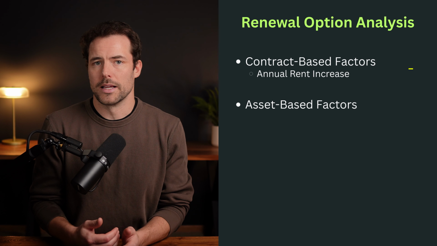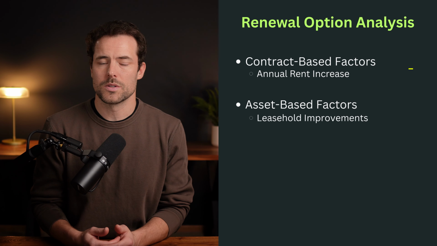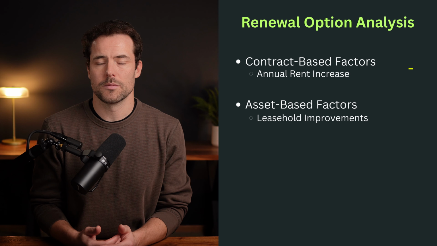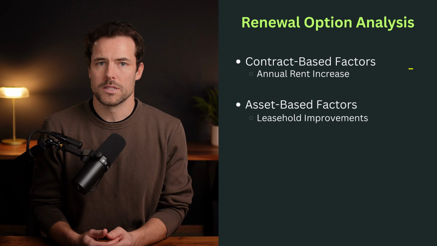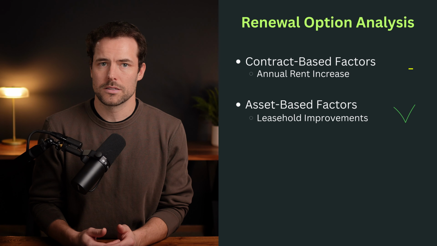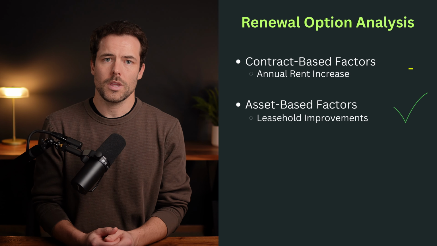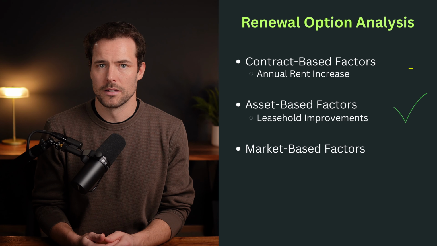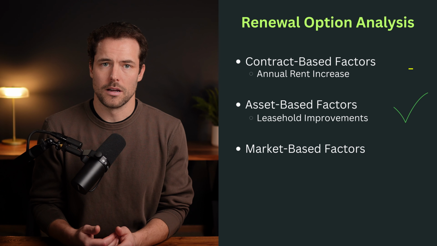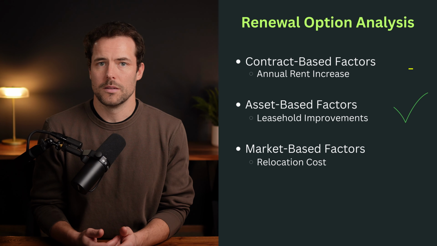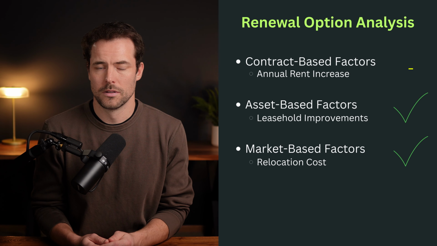Here we'd consider things like leasehold improvements that would have value to us when the option becomes exercisable. We'll almost certainly customize this office space to meet our needs. Leasehold improvements make it more likely we'll want to stay, so let's mark this as leaning slightly toward exercising the renewal option. Market-based factors include the cost of terminating the lease and securing a new space. If we leave and still want an Austin office, we'll face costs to find new space and relocate. These can be significant business disruptions, so this again leans towards exercising the renewal option.